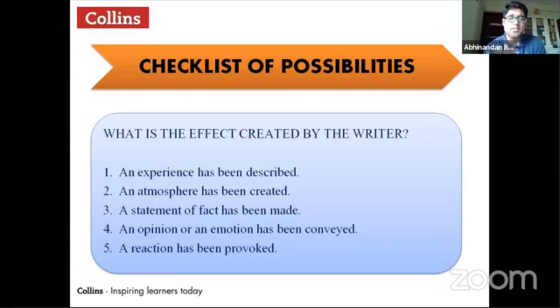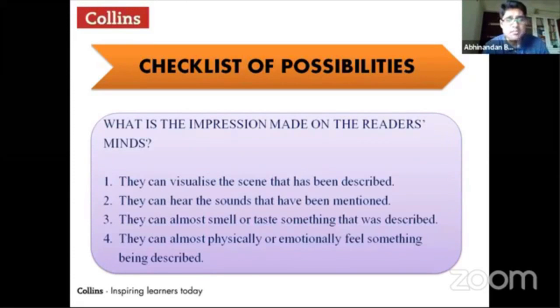Then what is the effect created by that? Because this is something very important. Eventually in my response, I'm supposed to be writing what is the effect created by the writer. What is the impression made on the reader's mind? So they can visualize the scene that has been described. They can hear the sounds that have been mentioned. They can almost smell or taste something that was described. They can almost physically or emotionally feel something being described.